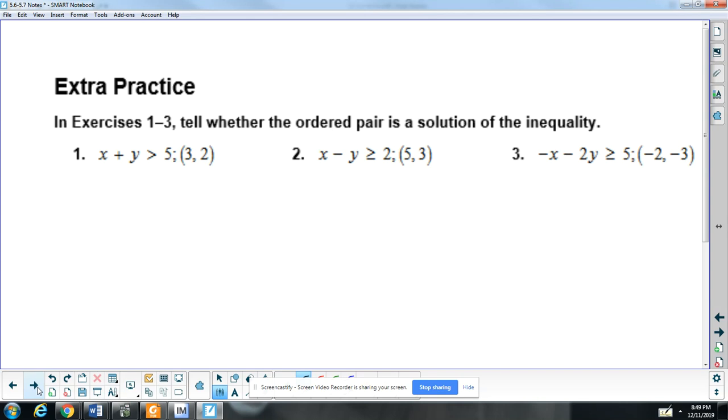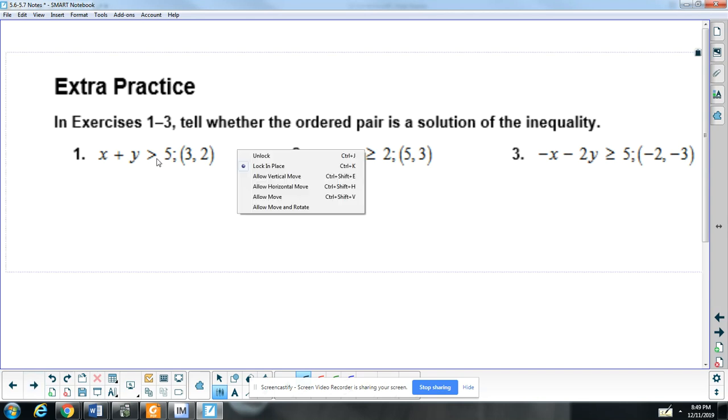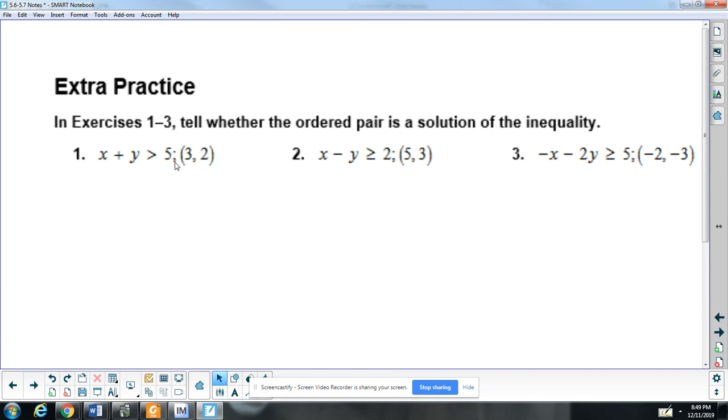We want to be able to tell whether the ordered pair is a solution for the inequality they give us. So remember, this semicolon right here, that's just breaking apart. This is the inequality, this is the solution we're trying to check. That doesn't have any mathematical value to it. It's just separating the two things in this sentence.